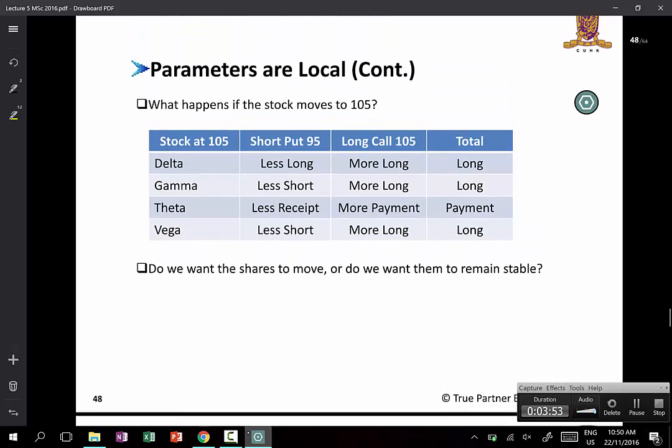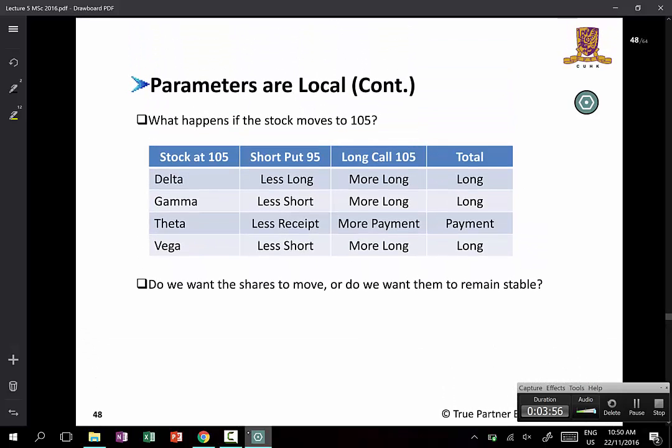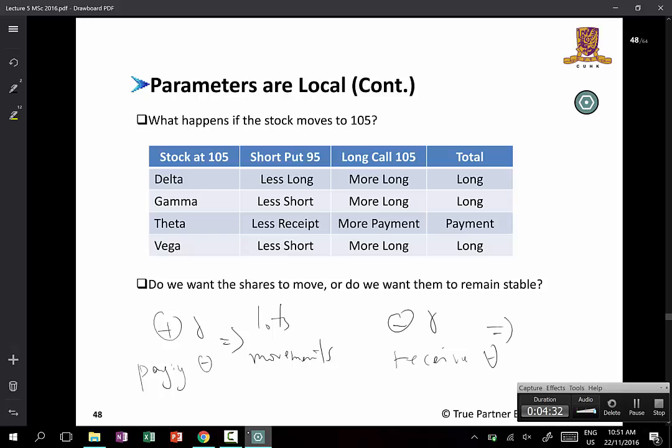If in doubt, when you are long gamma and long theta, you want lots of movement. In other words, when you are long options. Conversely, when you are short gamma, and when you are, I shouldn't say long theta, I should say paying theta. But when you are receiving theta, you want stability.